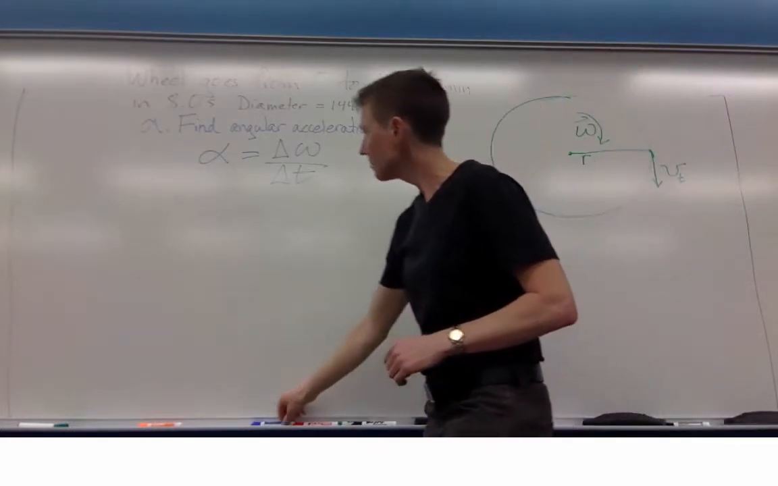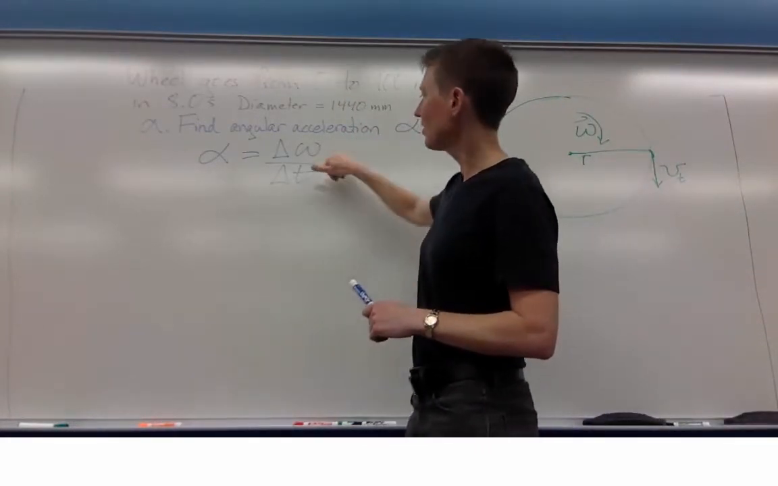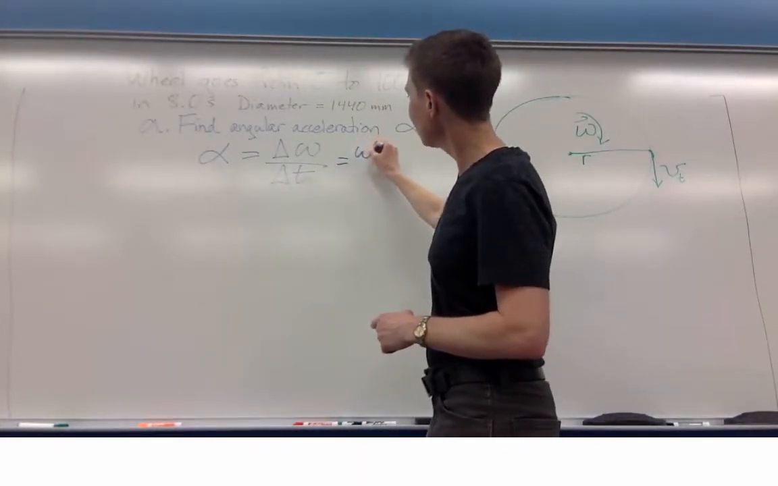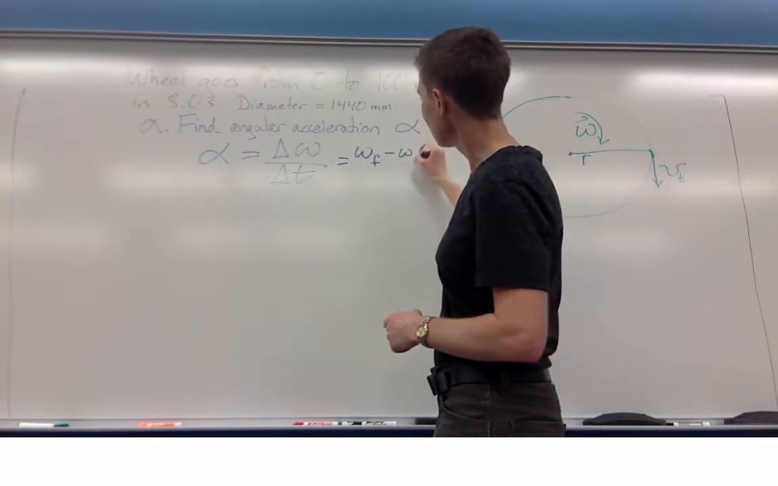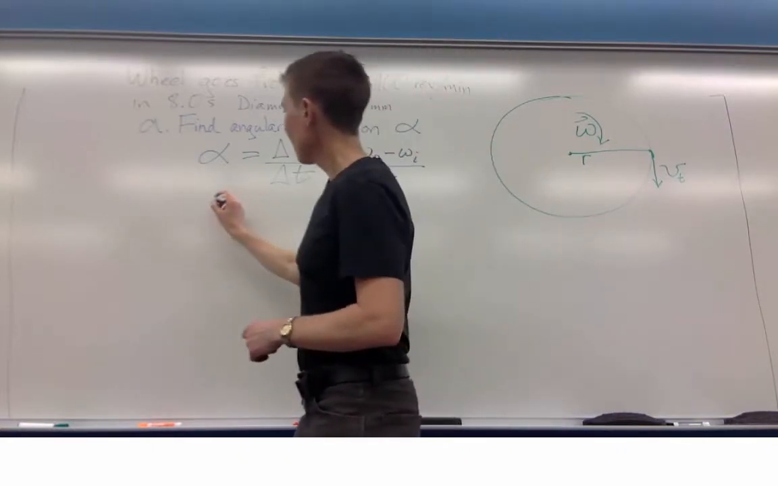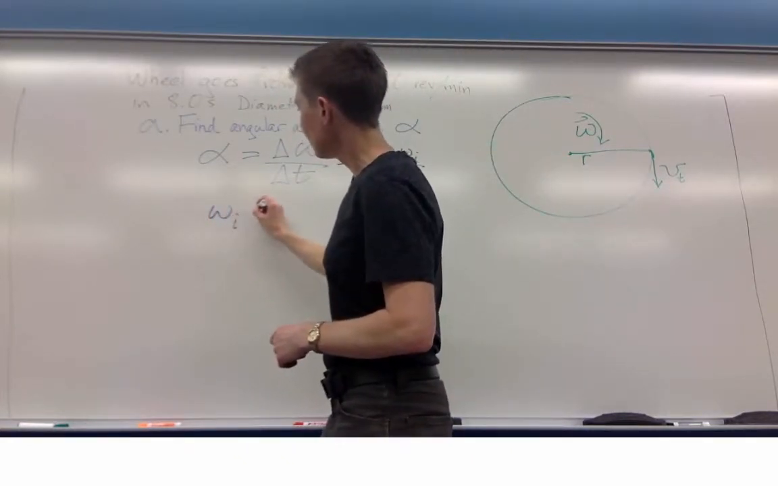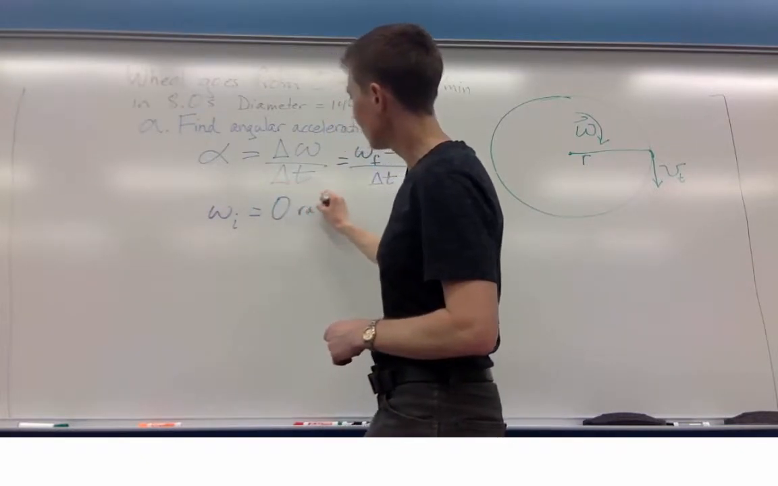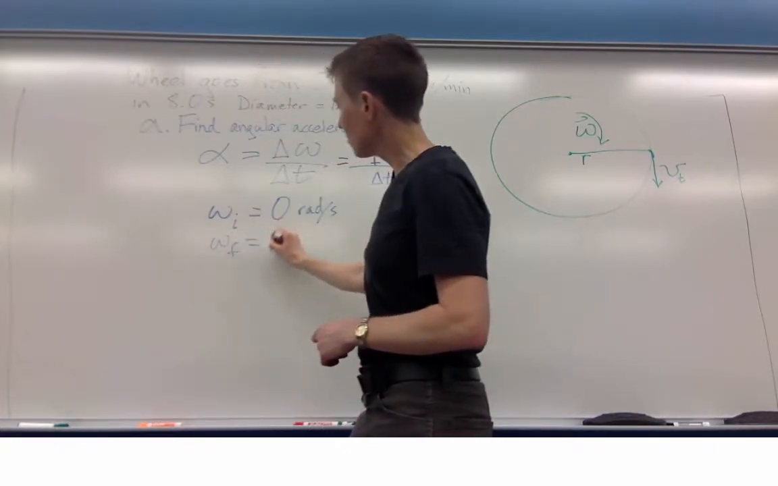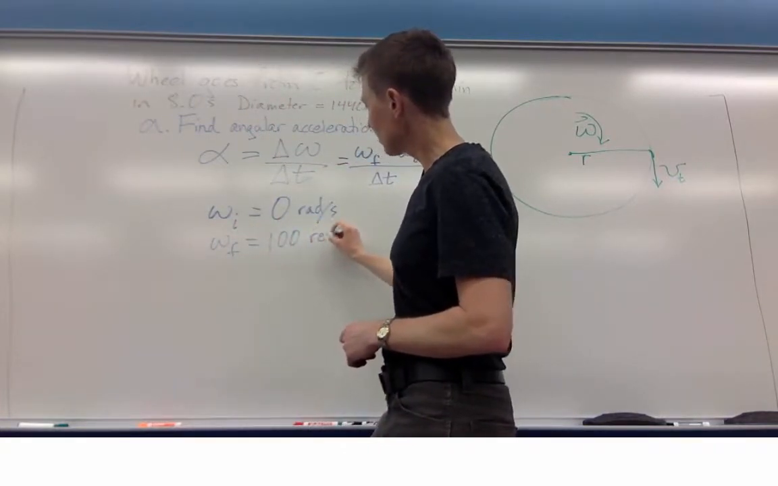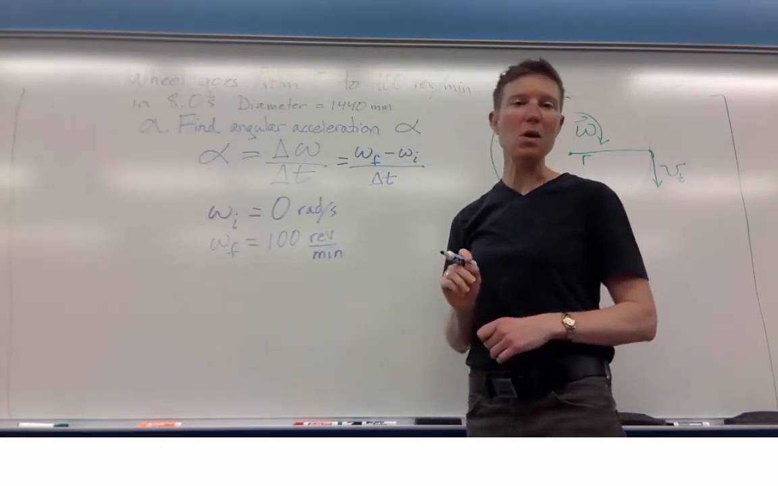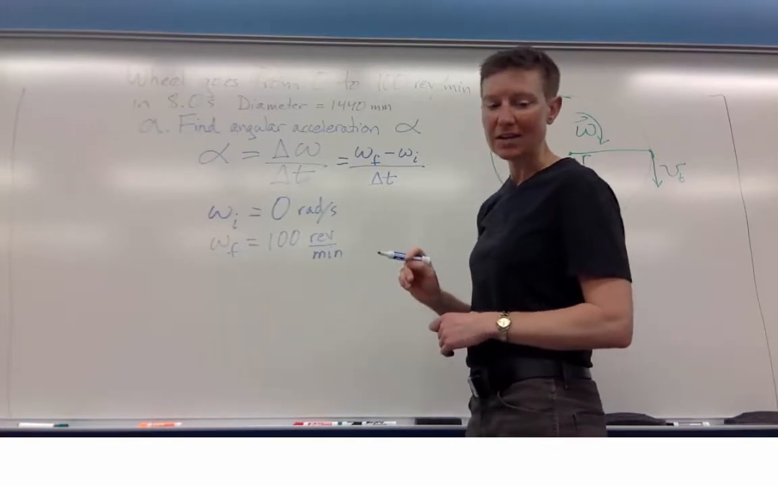So in this problem, we're given information about how the angular velocity changes with time. Let's write this out again. Delta omega is omega final minus omega initial over the total time, delta t. And our omega initial in this problem is 0 radians per second. Our omega final is 100 revolutions per minute. And that is not the kind of units we want to deal with. So we'll convert that to radians per second.